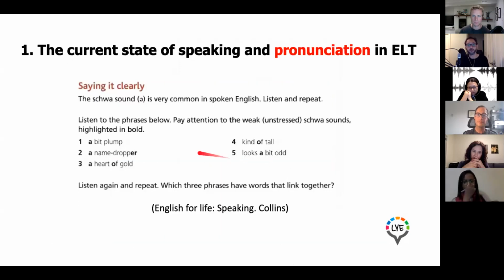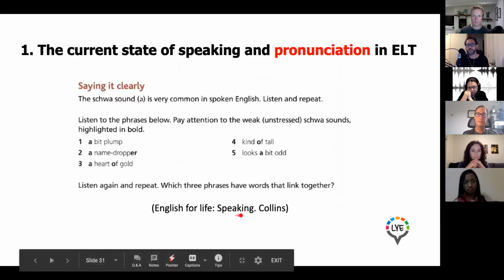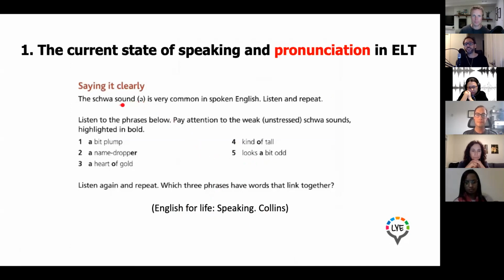And then here we have a good example, actually. This is from English for Life by Collins. And isolating the schwa sound, which, we all know, is the most common sound in spoken English, having the students listen and repeat. Again, we're looking at phrases here, right? We're either dealing with pronunciation at a word level, at a phrase level, or at a sentence level.